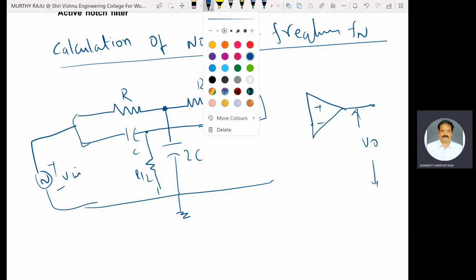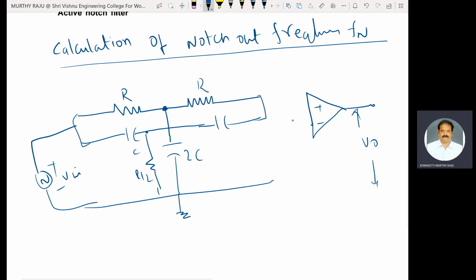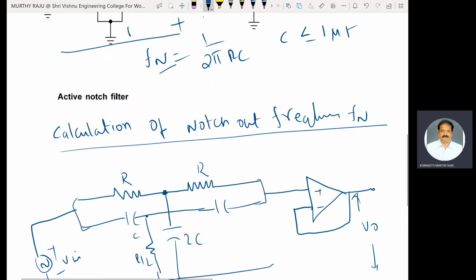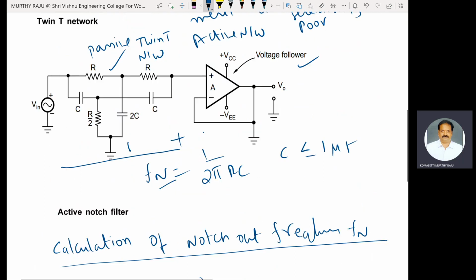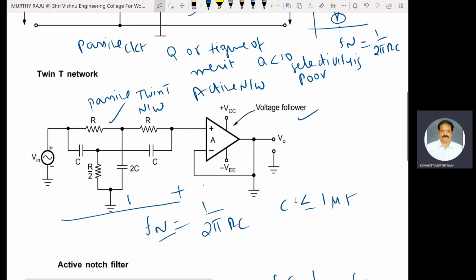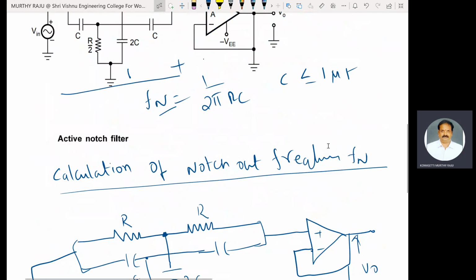The output of this emitter follower is connected to this. This is the emitter follower circuit. This is V0, a voltage follower or emitter follower.